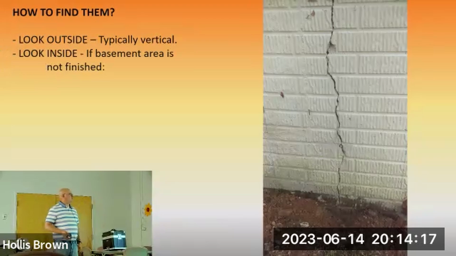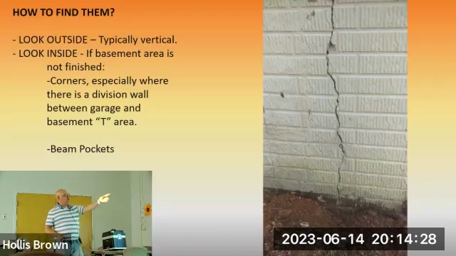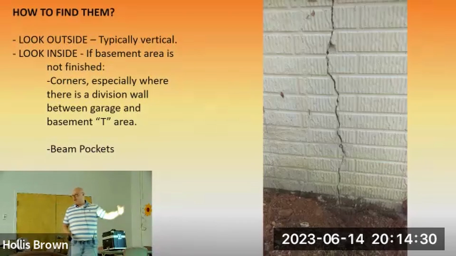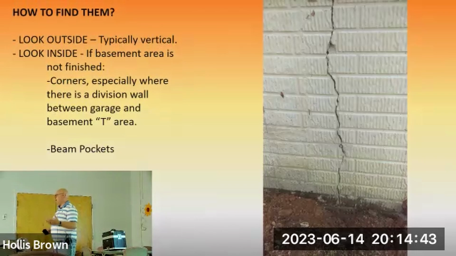You look inside, if the basement area is not finished. Corners, as we discussed before, especially where there's a division wall between garage and basement, T areas, beam pockets, and this could be a beam pocket. If you walk along the side of the house and you see a crack about halfway, if it's a smaller house, larger houses will have two sets of beams going across them. But if you see it midway, I'm pretty confident it's a beam pocket that caused that crack.